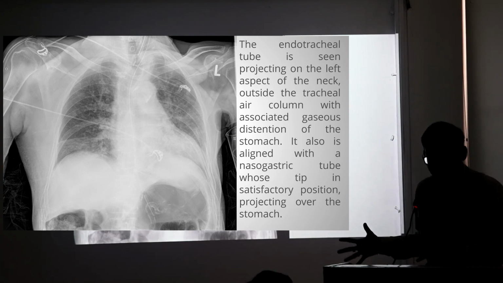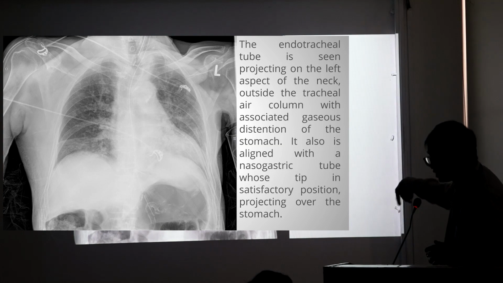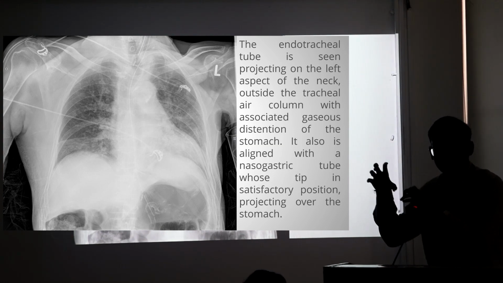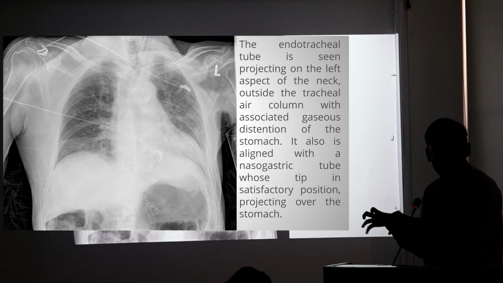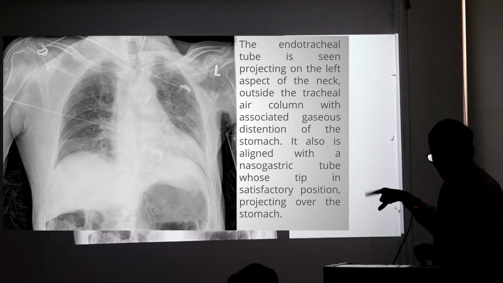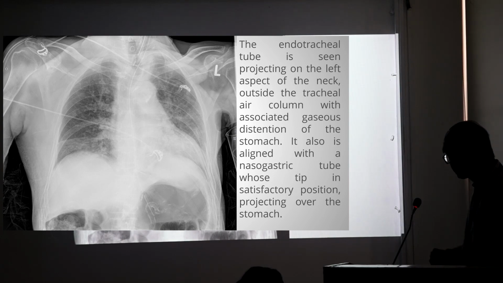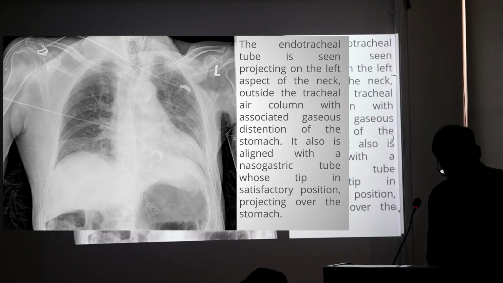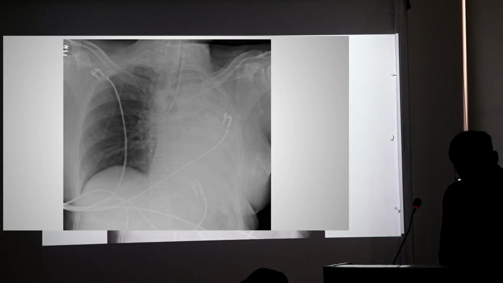Any other point, though it's very non-specific? We can see a lot of air inside the stomach. Anyway, if the patient has received a lot of Ambu bagging, then also there will be a lot of gas inside the stomach. But we have to see whether the tube is lying in the proper position also. So what happened over here?